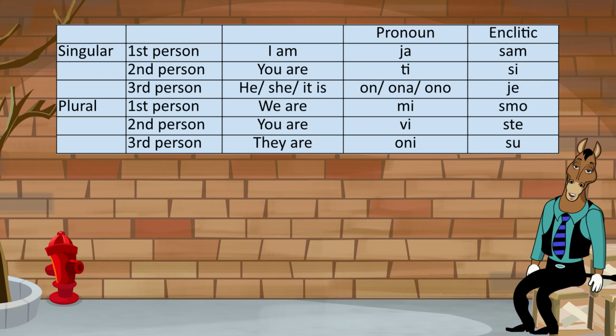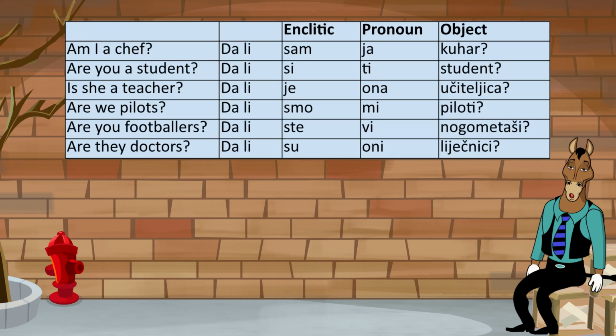Are we, we need mi and smo. Are you, we need vi and ste. Are they, we need oni and su. Am I a chef? Dali sam ja kuhar. Are you a student? Dali si ti student. Is she a teacher? Dali je ona učiteljica.